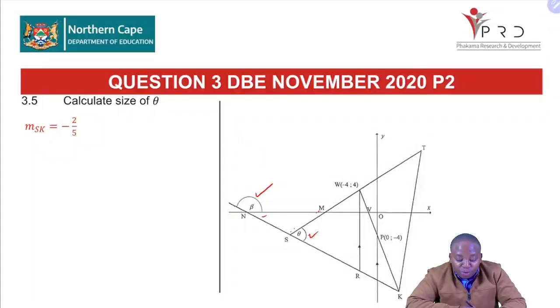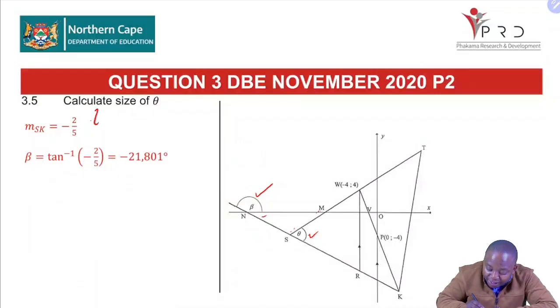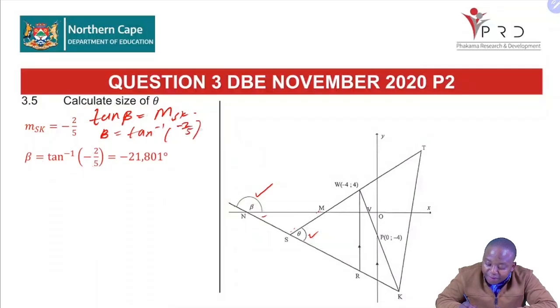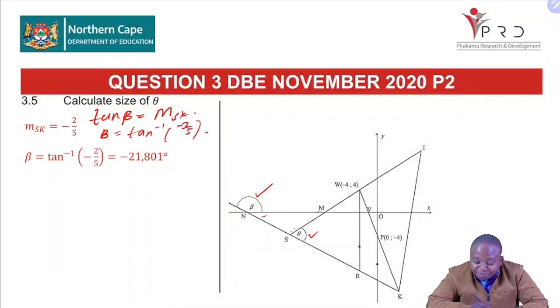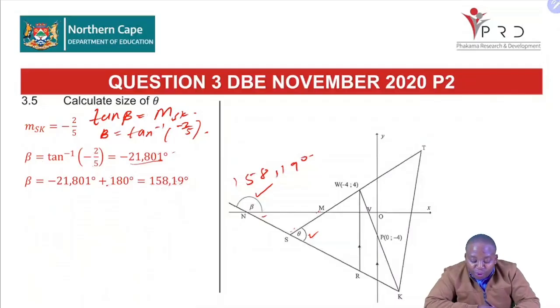Right, so what am I going to do? Find the beta. Remember, tan beta equals m_SK. Then beta equals the inverse of tan of SK, which was -2/5. Then we get -21,801. Then we know that we can't have a negative angle, so we're going to add 180. Then our beta is 158,19.